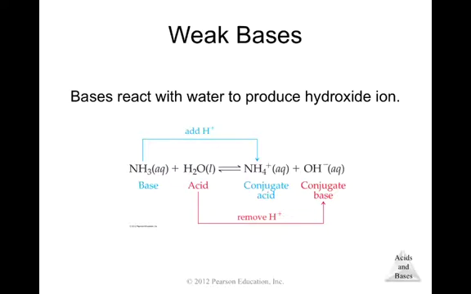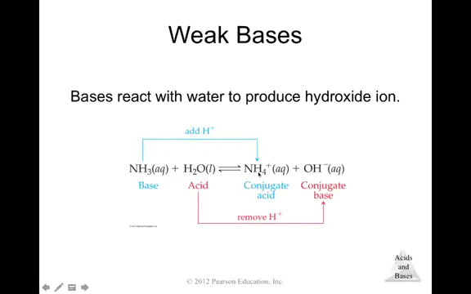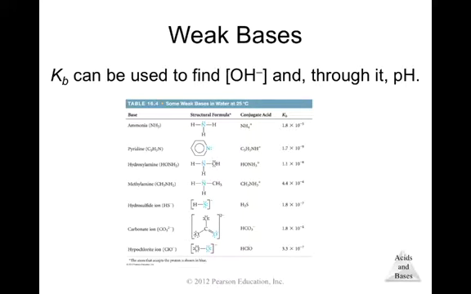So weak bases react with water to produce hydroxide ions, just like the weak acids do. And similarly, they have the same equilibrium expression. We've got your base, your conjugate base, and your conjugate acid. So Kb is the base dissociation constant. We can use Kb to find the concentration of OH, just like you could with Ka and H+, but once we know the concentration of OH, we can figure out the pH, which is useful.